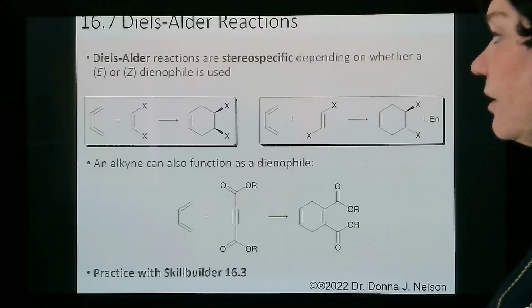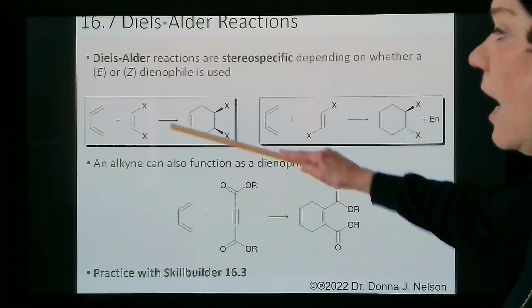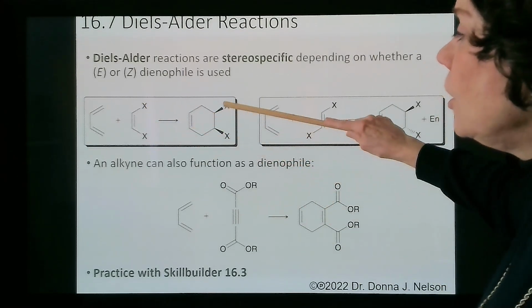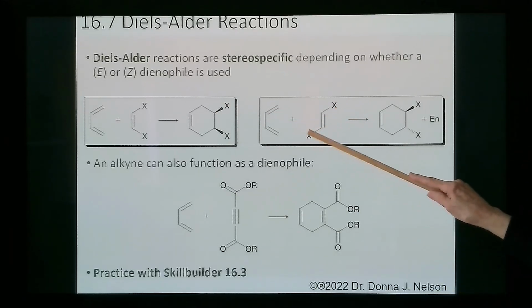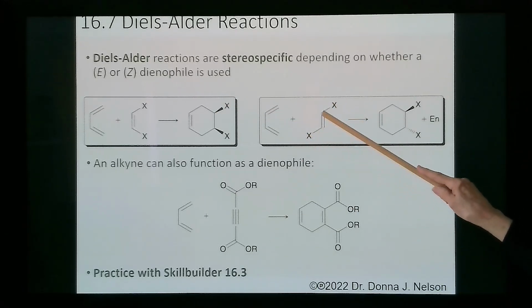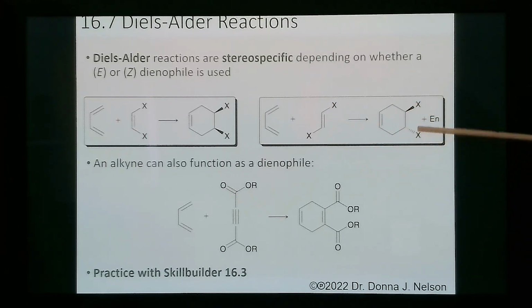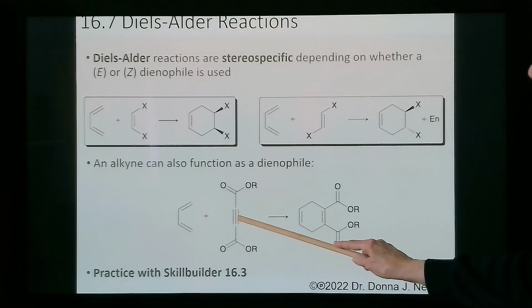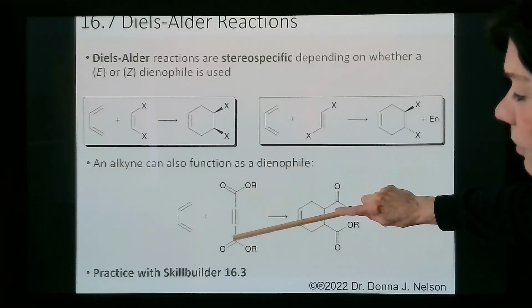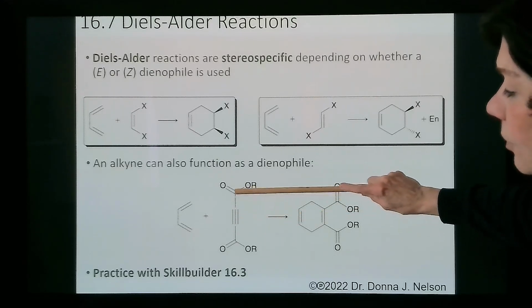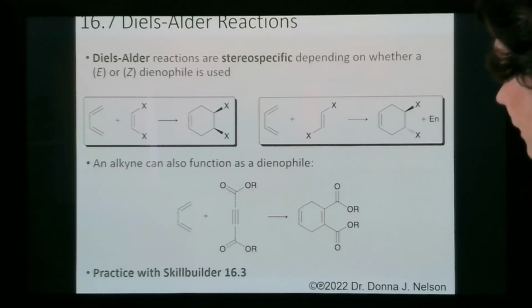Regarding the stereospecificity of the reaction, so if you have a cis reactant, you will wind up with a cis product. If you have a trans reactant, you wind up with a trans product. You can also have an alkyne function as the dienophile. Notice in both cases, you've got both carbons, you've got two electron withdrawing groups.